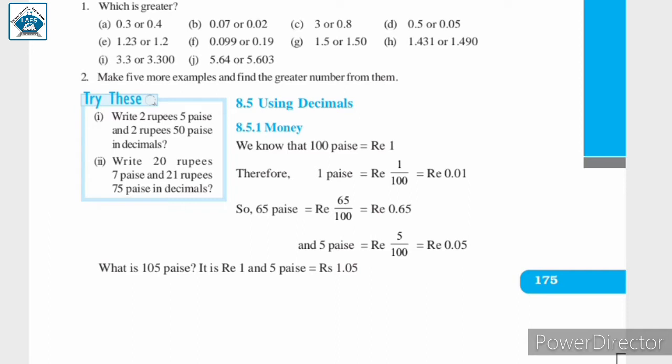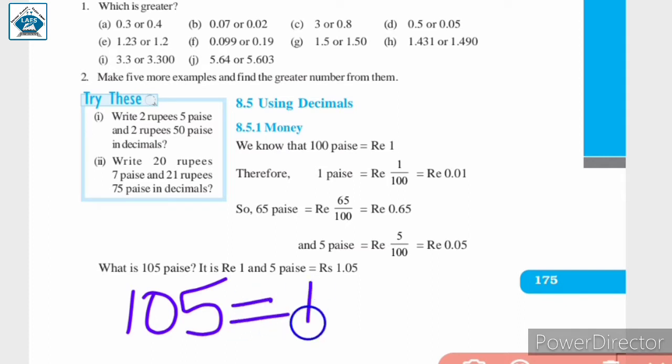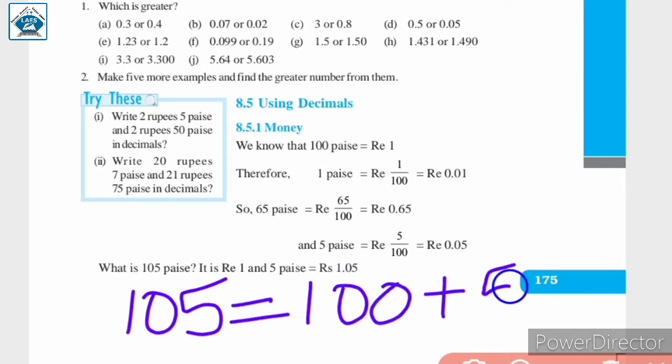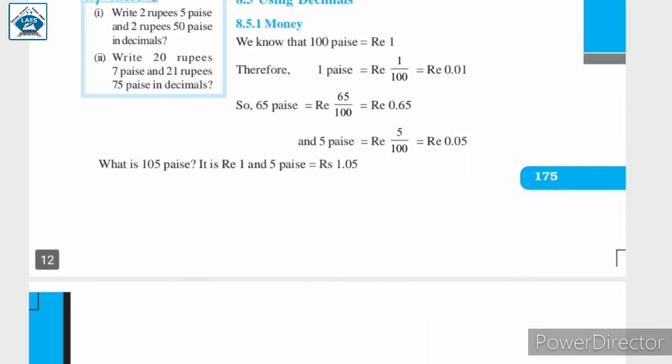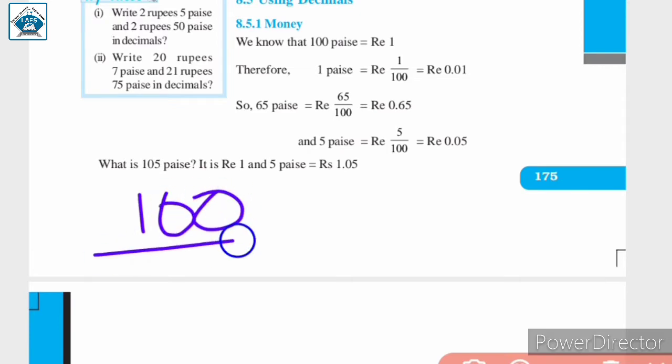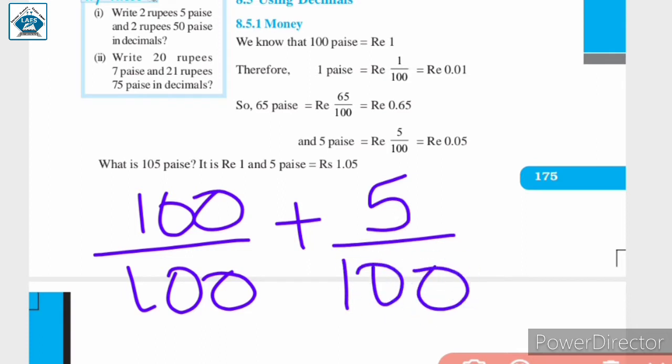So in this way we can convert money. That is, we can use decimals to write money. What is 105 paise? It is 1 rupee and 5 paise. क्योंकि देखो 105 है तो पहले हम इसको कैसे लिख सकते हैं, 100 पैसे प्लस 5 पैसे, राइट. 100 पैसे को अगर हमें रुपीज़ में लिखना है then that will be equal to 100 upon 100. Right, and 5 paise will be 5 upon 100. So 100 upon 100 is nothing but 1 and 5 upon 100 is 0.05.